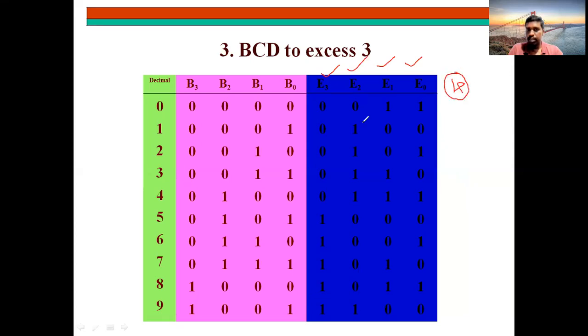Which K maps are required? Better you take a 16-cell K map. Among the 16 cells, you have the values for only 10 cells, because you have only 10 combinations. The remaining 6 cells you can replace with don't care, because we don't have the values here.